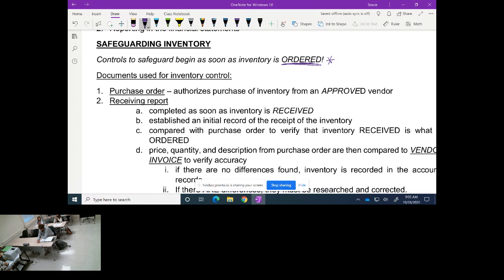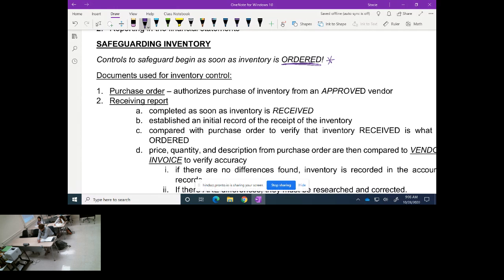All right, so when you're doing this comparison, you're looking for differences, and once you fix any differences, if there are any, you're going to put this inventory in the books. You're going to record it.